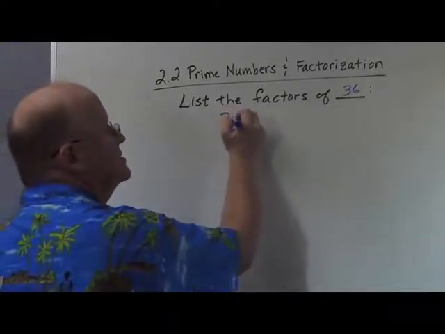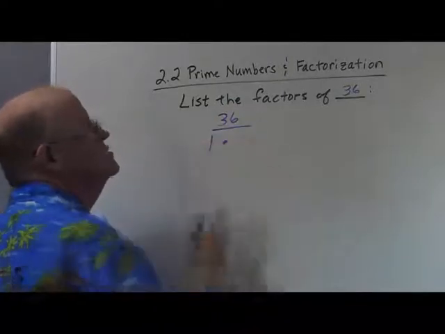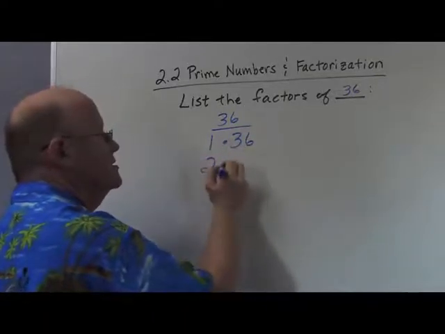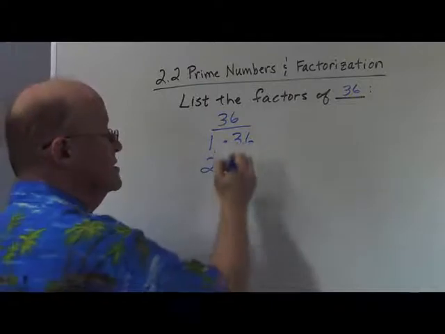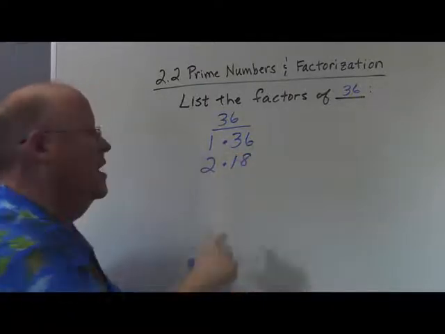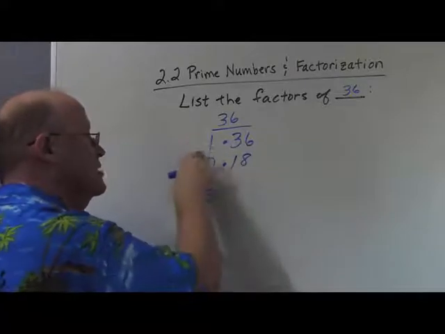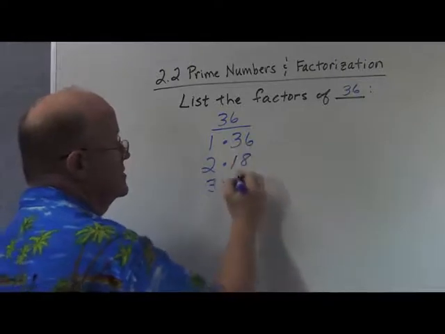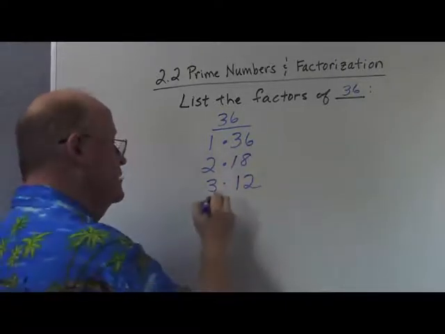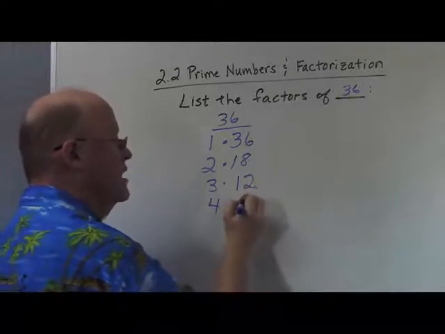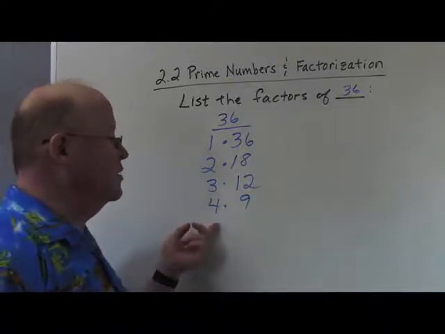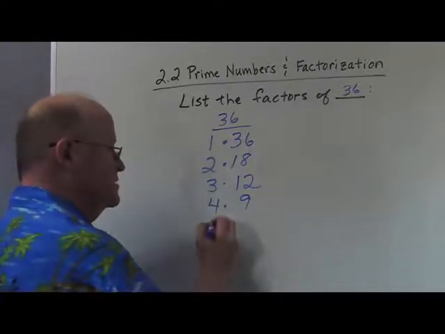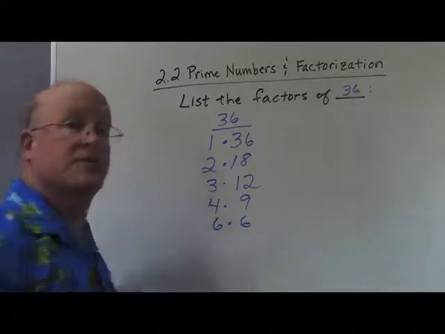I like to start with 36 up here on the table, and I say 1 times something makes 36. That something is 36. Then I move on to 2. How many times does 2 go into 36? Answer, 18 times. I move on to 3. Notice how my first number is getting larger, my second number is getting smaller. It turns out 3 goes into 36 12 times. I then move on to 4. 4 times 9 is equal to 36. I would then determine whether 5 goes in, but 5 doesn't go into 36 because it ends in a 6. I move on to 6, and 6 times 6 makes 36.